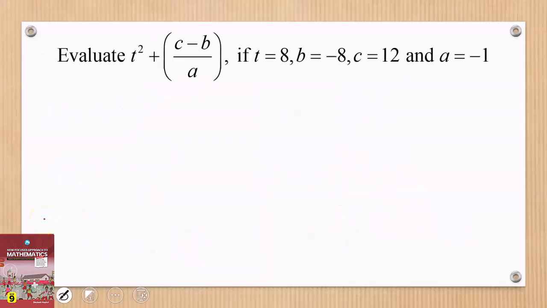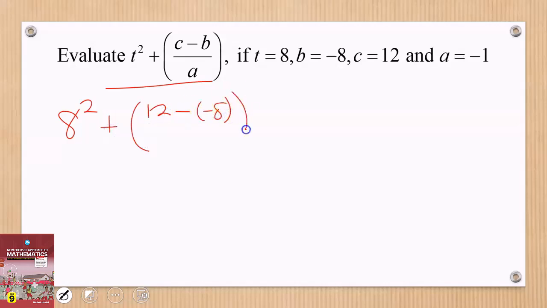For the last example, we have been given t squared plus into bracket c minus b over a, all into brackets. We have t is equals to 8, b is equals to negative 8, and c is equals to 12, while a is negative 1. So straight away we make substitution and then we evaluate. So 8 squared will be plus, into bracket, we have c, and c is 12, minus b is negative 8, okay, and then all divided by a, negative 1.